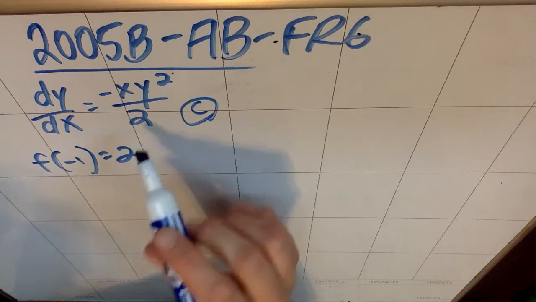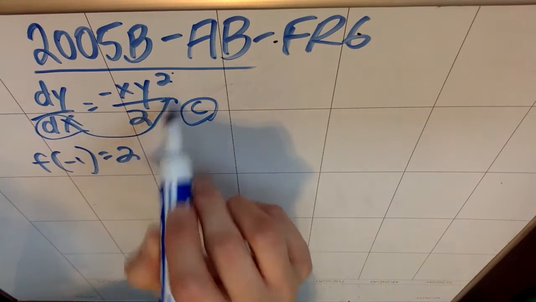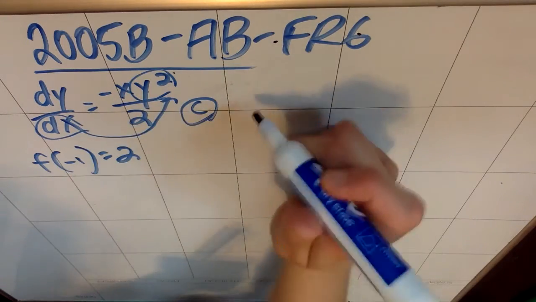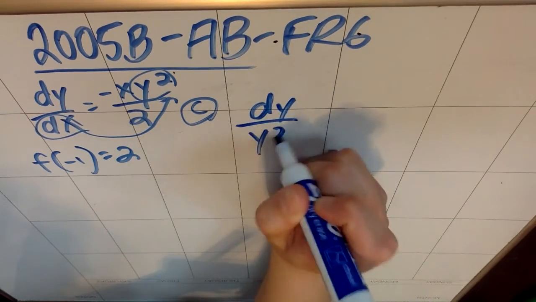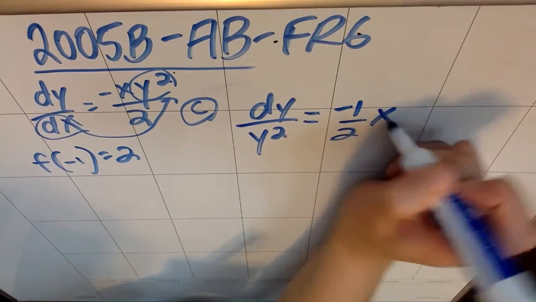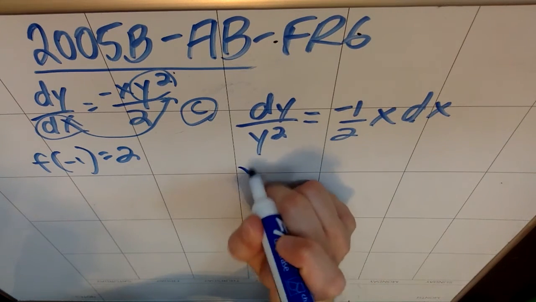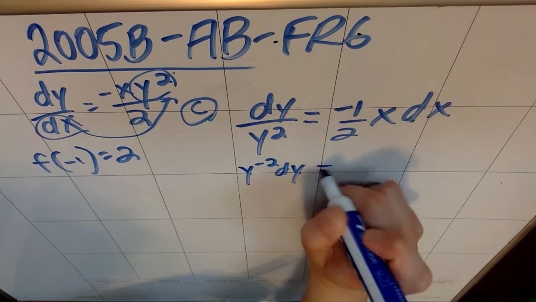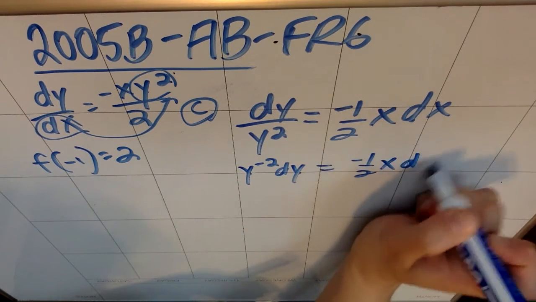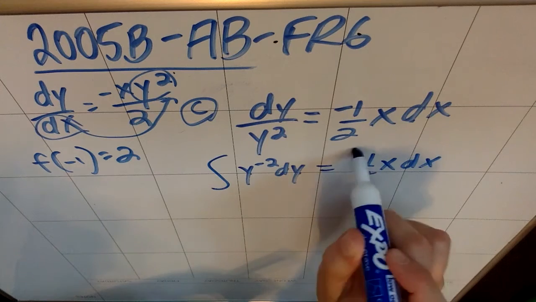So first thing I'm going to do is move this dx over here with the x's, and move the y squared over. So I'm going to get dy over y squared equals negative 1/2 x dx. Now you can put the 2 wherever you want, but I'm just going to argue it's easier to keep the 2 with the x's. So when you integrate this side, it is not a natural log. I just want to point that out because there's always somebody that accidentally makes it a natural log. So you integrate both sides.